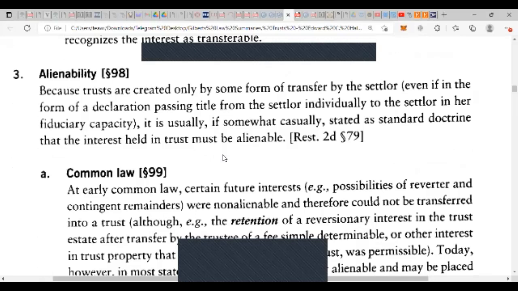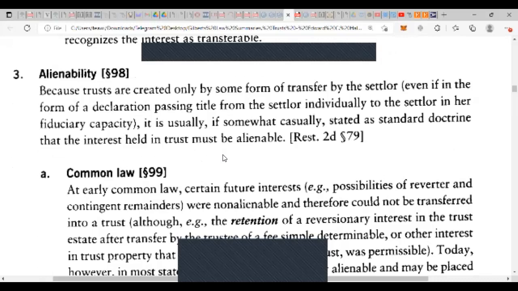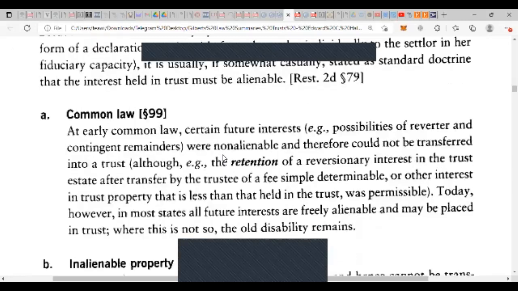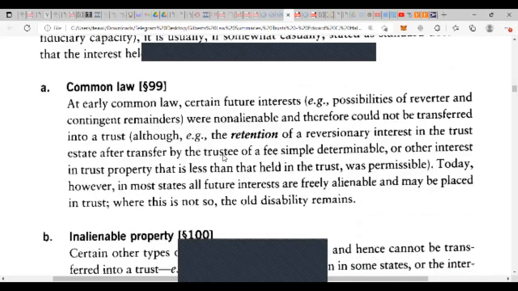Alienability, Section 98. Because trusts are created only by some form of transfer by the settlor, even if in the form of a declaration passing title from the settlor individually to the settlor in her fiduciary capacity, it is usually a somewhat casually stated, standard doctrine that the interest held in trust must be alienable. Restatement 2d, Section 79.